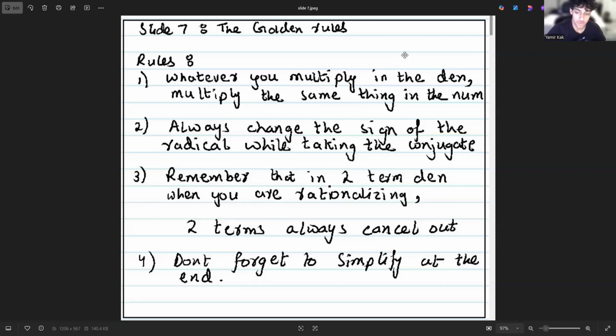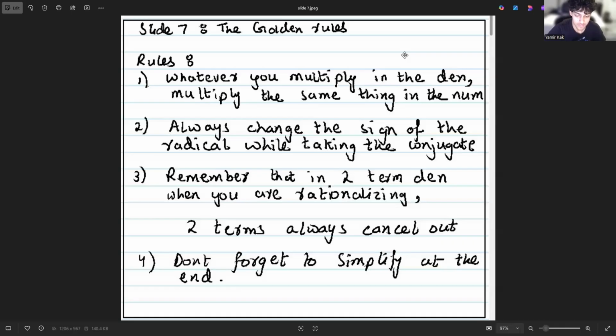And then rule four, obviously, don't forget to simplify at the end. After you've done all the multiplying and canceling, you'll have a new fraction, and your final step is to make sure it's as simple as possible. This means reducing any fractions, like 4 over 2 turns into 2. Any basic simplification at the end of all the work.